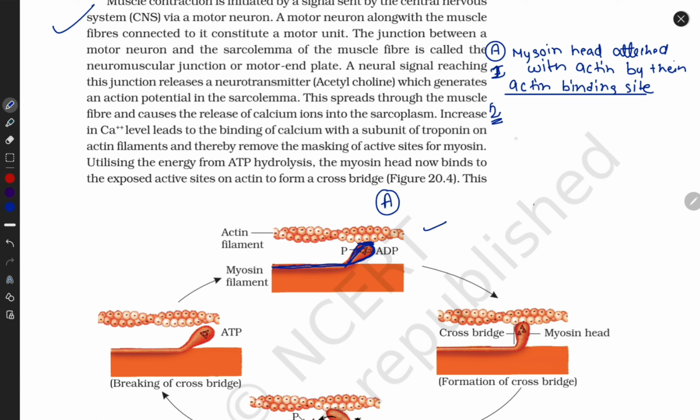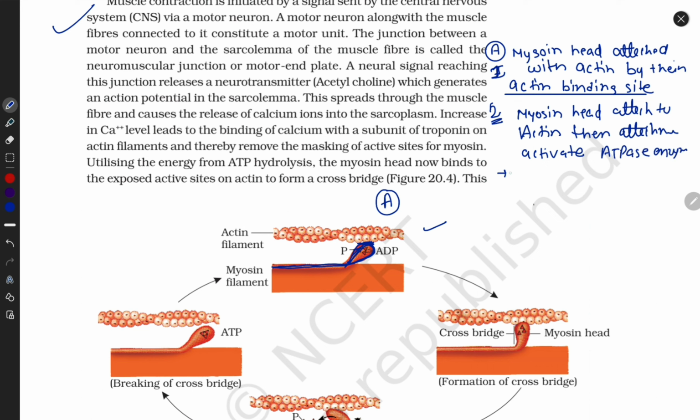Now, what happened next? When myosin had attached to actin, then the attachment activates ATPase enzyme. So there is use of ATP, and this ATP breaks down into ADP and Pi. If we break down ATP, then ATP converts into ADP plus a free phosphate molecule, and if we break down ADP, then it changes into AMP and free phosphate.